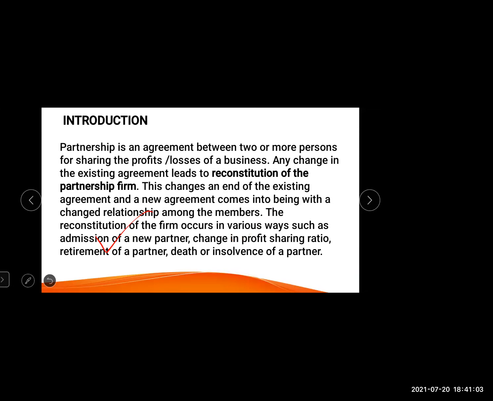Now I'll give an example. Say for example, change in profit ratio. Maine ek example bataya, A and B partners the, right? Now A and B told we will share equally. We will share equally. Now C bhi baad mein admit hua, done.